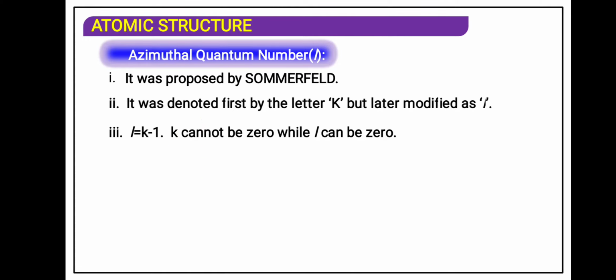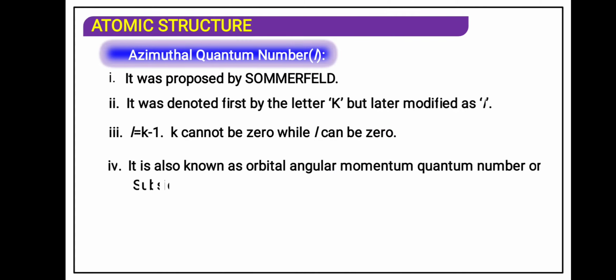So n cannot be 0, while azimuthal quantum number can be 0. Say for example k is equal to 1. So that is n is equal to 1. So n minus 1, 1 minus 1, 0. So l value can be 0. That means azimuthal quantum number starts from 0 and principal quantum number cannot be 0.